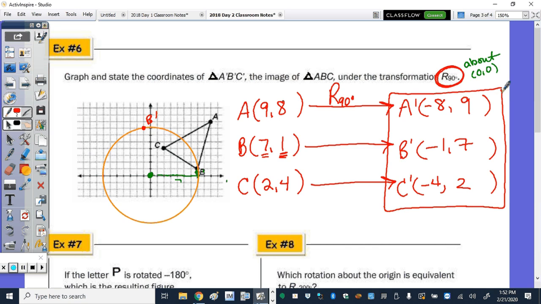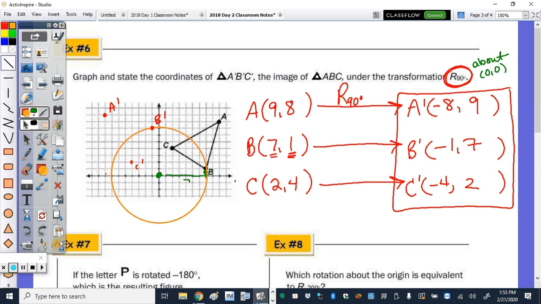Okay, so now I can graph that. So negative 8, 9. C, negative 4, 2. And connect.